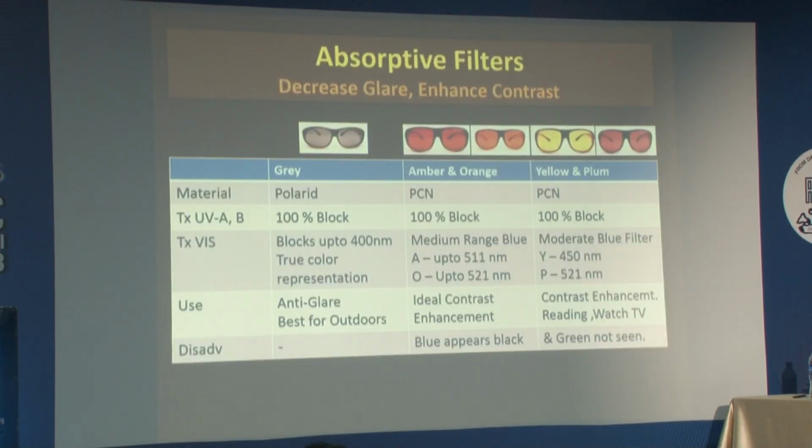Then let's discuss a little bit more in detail about these absorptive filters. The material of the gray one is Polaroid. All the rest of them are polycarbonate. All 5 of them block UVA and UVB 100%. The gray Polaroid one blocks up to 400 nanometers of light and provides true color representation. It's an excellent anti-glare filter for outdoor use. And the other ones are medium range blue light blockers, and they are ideal for contrast enhancement. The one in the middle column is for outdoor use, the one in the right-hand column mostly for indoor use.